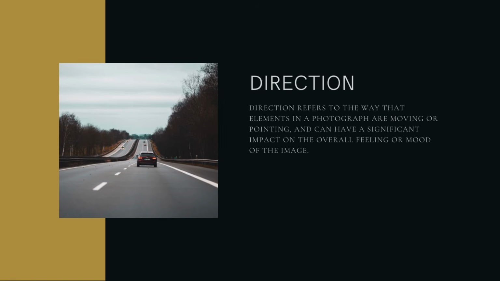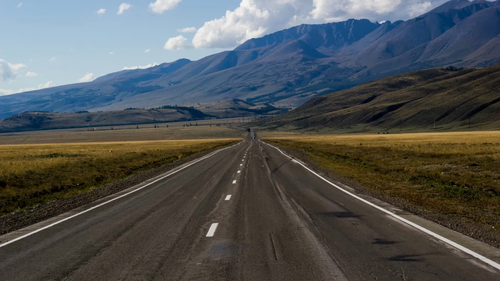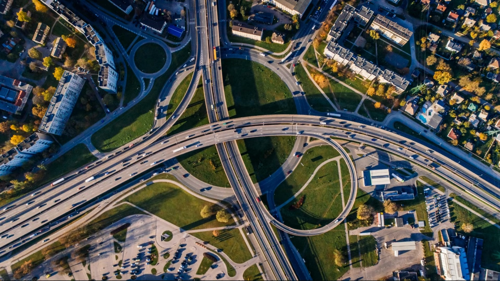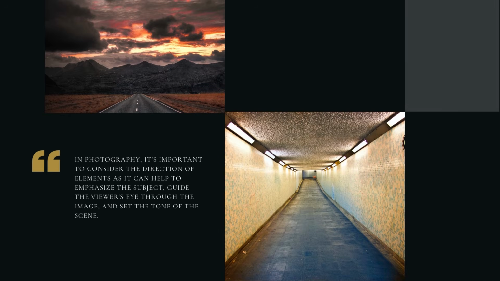Direction. Direction refers to the way that elements in a photograph are moving or pointing, and can have a significant impact on the overall feeling or mood of the image. For example, having elements in the photo pointing towards a particular subject can direct the viewer's attention to that subject, while having elements pointing in different directions can create a feeling of chaos or confusion. In photography, it's important to consider the direction of elements, as it can help to emphasize the subject, guide the viewer's eye through the image, and set the tone of the scene.